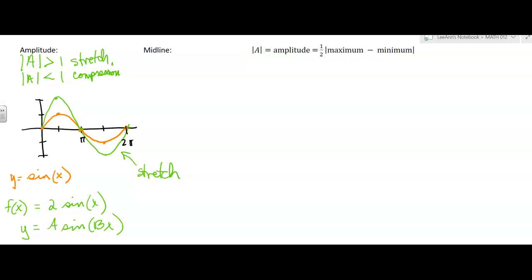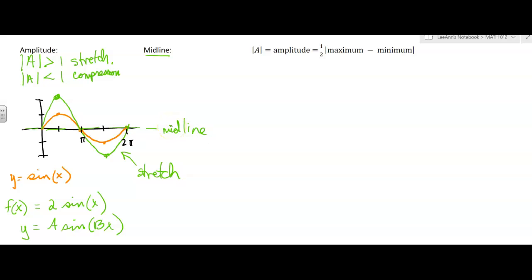Okay? Now, we're going to talk about what's called the midline. The midline is halfway in between. So you have your highest point here, and you have your lowest point here, and then the midline is right here. This time it's right on the x-axis, okay? So that would be the midline. It's kind of where the points normally were on the x-axis.